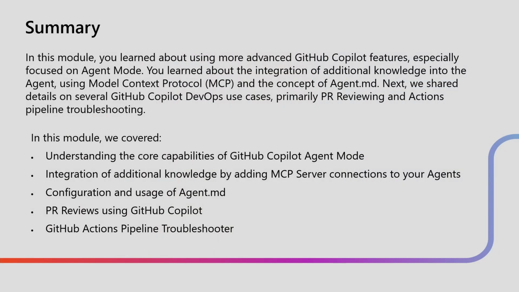So with that, let's go back to the presentation. In this module, you learn to use more advanced GitHub Copilot features, primarily agent mode. You learned how to integrate additional knowledge into the agent using the MCP protocol and concept. Next to that, I share details on several other GitHub Copilot DevOps use cases, primarily pull request reviewing and actions pipeline troubleshooting.